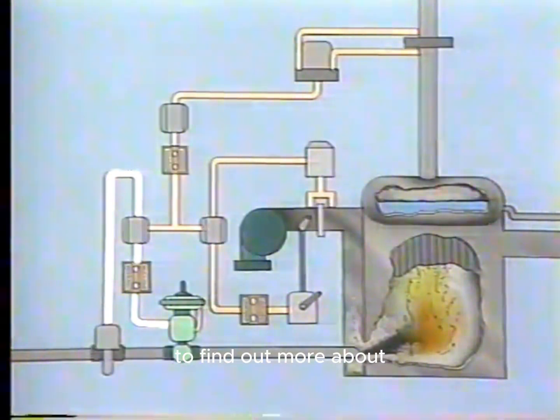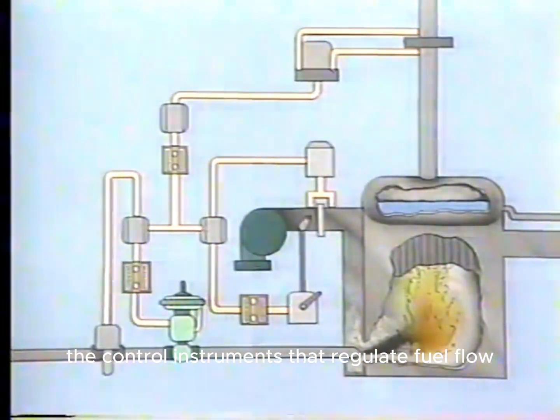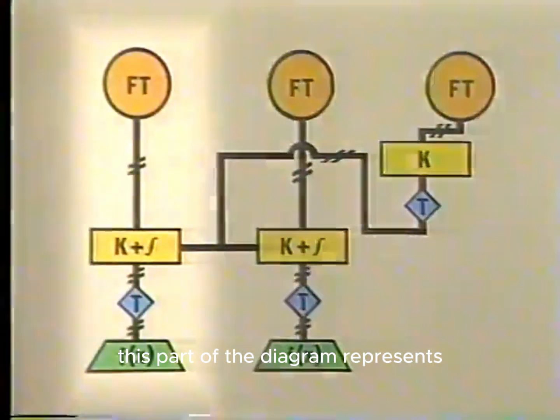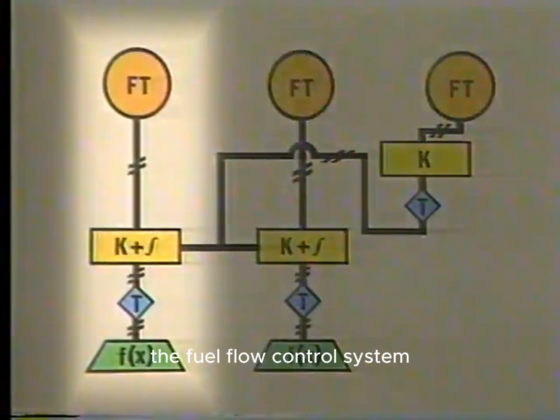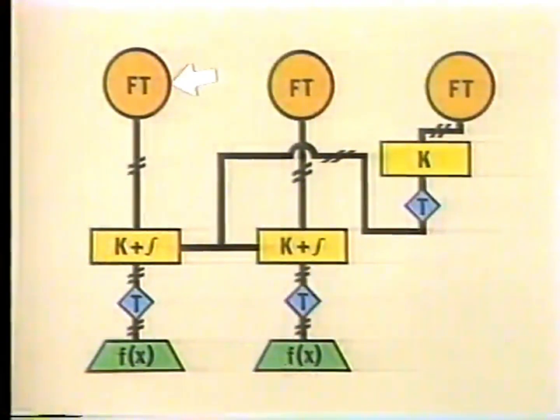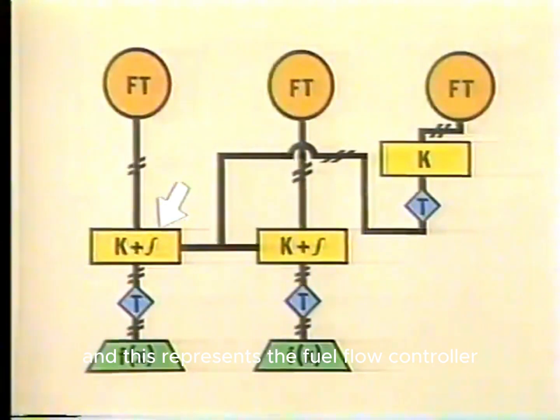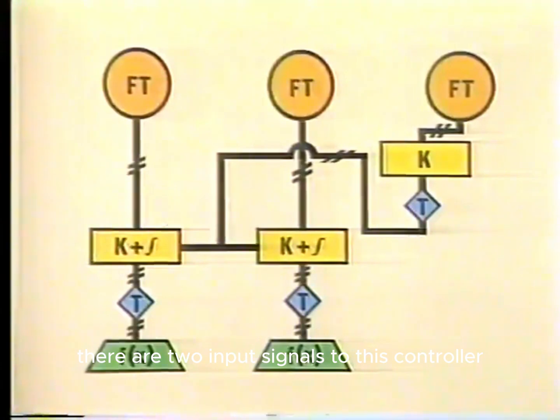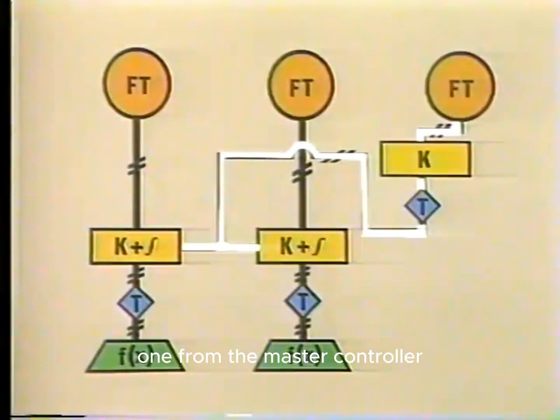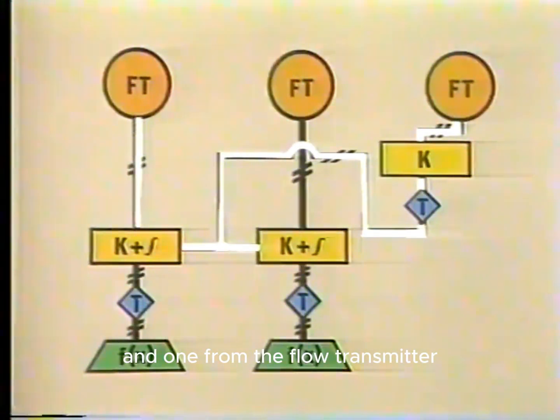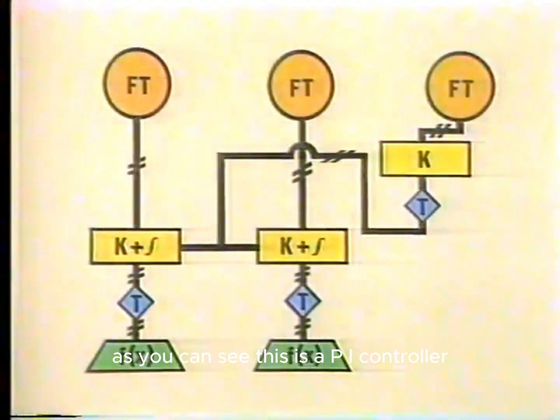To find out more about the control instruments that regulate fuel flow, let's return to our logic diagram. This part of the diagram represents the fuel flow control system. This represents the flow transmitter. And this represents the fuel flow controller. There are two input signals to this controller, one from the master controller and one from the flow transmitter. As you can see, this is a PI controller.